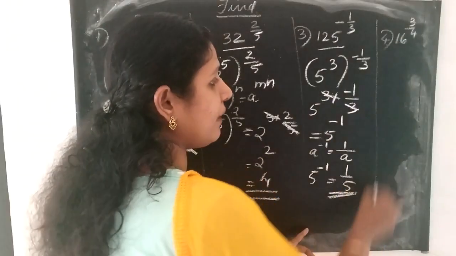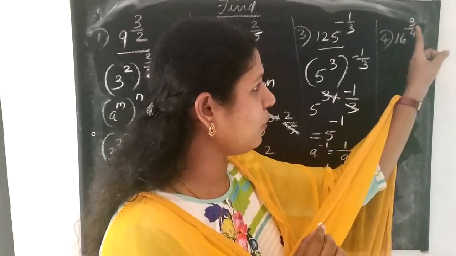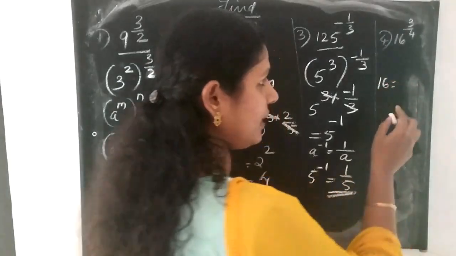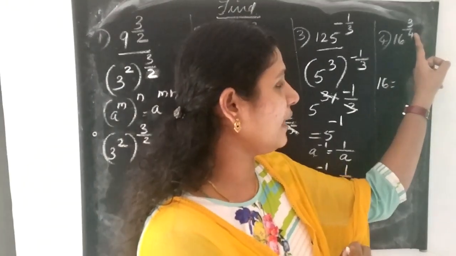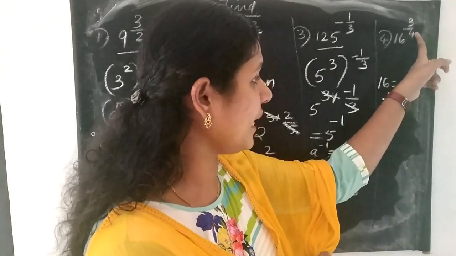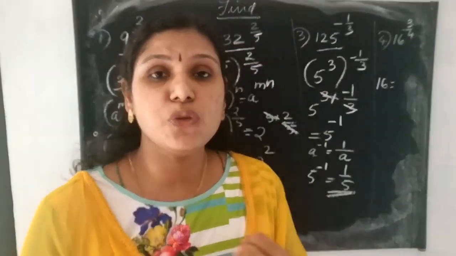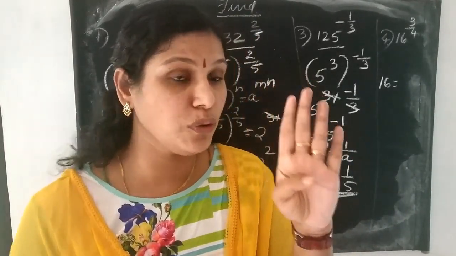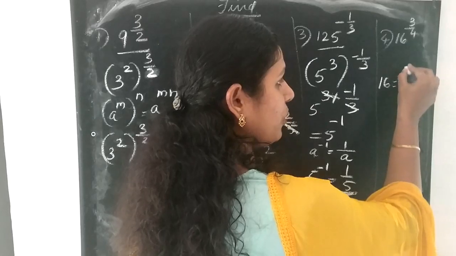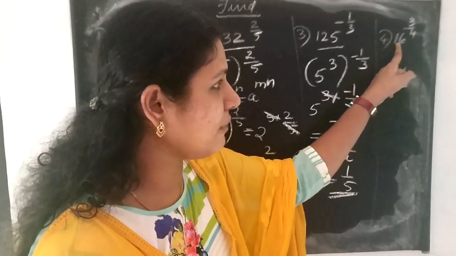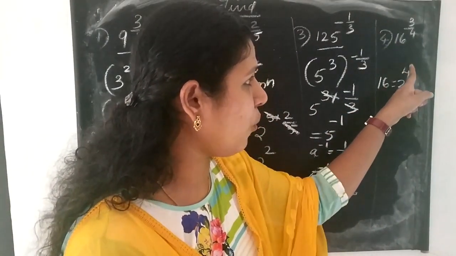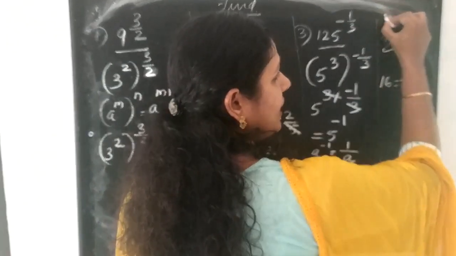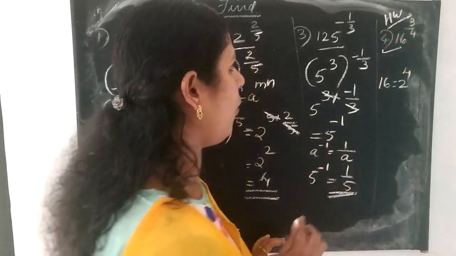Okay, understood? And the fourth question is 16 raised to 3 by 4. How to change this 16? We need the fourth exponent of some number. That is 2 into 2 into 2 into 2. That is 2 into 2, 4. 4 into 2, 8. 8 into 2, 16. So we can change this to 2 raised to 4. So instead of 16, you just write 2 raised to 4, the whole raised to 3 by 4. So you should do this yourself. Okay, so that is homework.